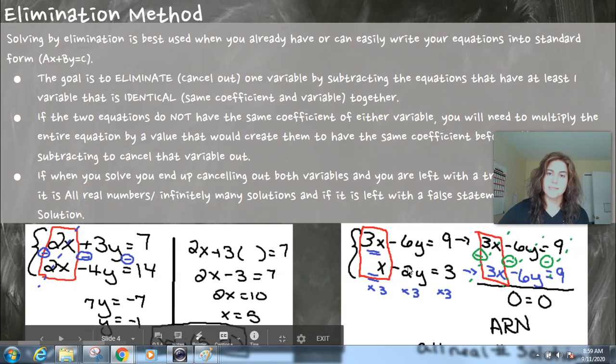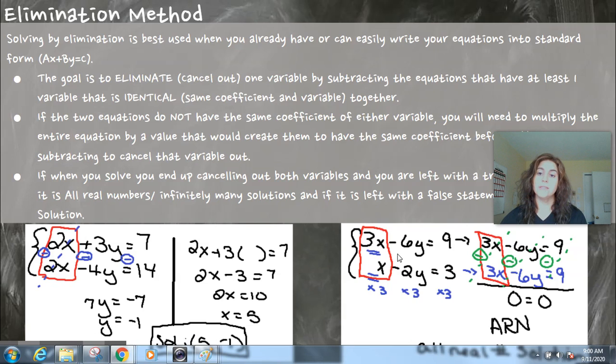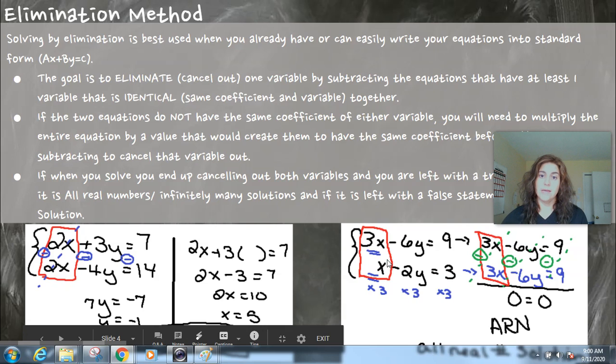And I forgot to write it in there, but you would have that -1 in that position. And in this case, the second one, I don't have either my x's or my y's that are identical. One's a 3x, one's an x, one's a 6y, one's a 2y, or negatives. They're not the same. They're not going to cancel. So I need to create them to be the same. Well, the easiest in this case is to take the x on the bottom and times it by 3.